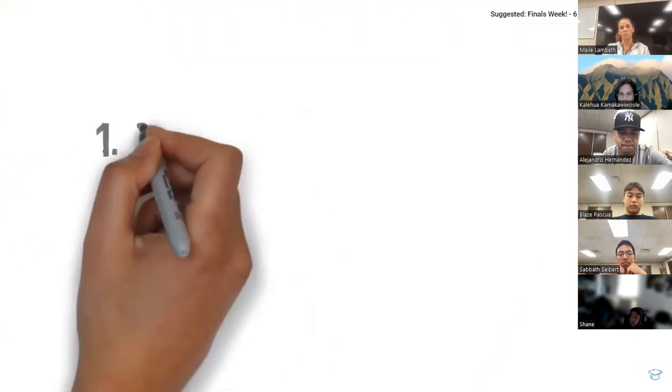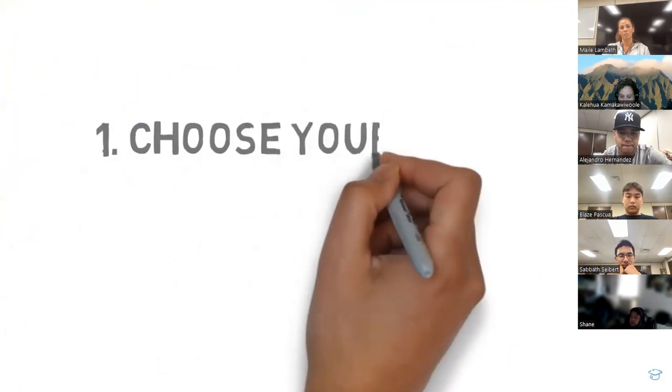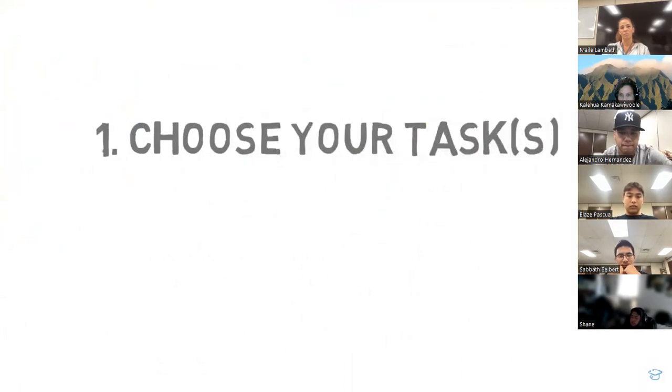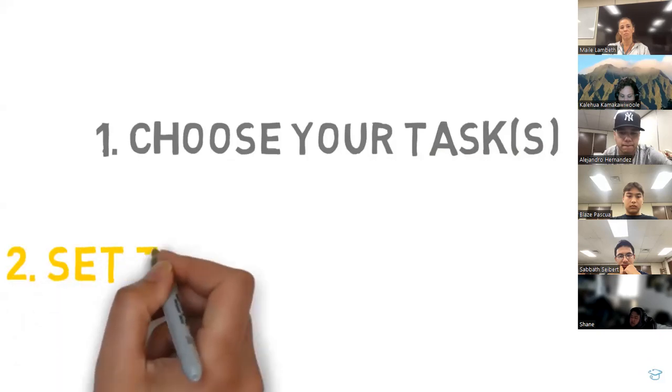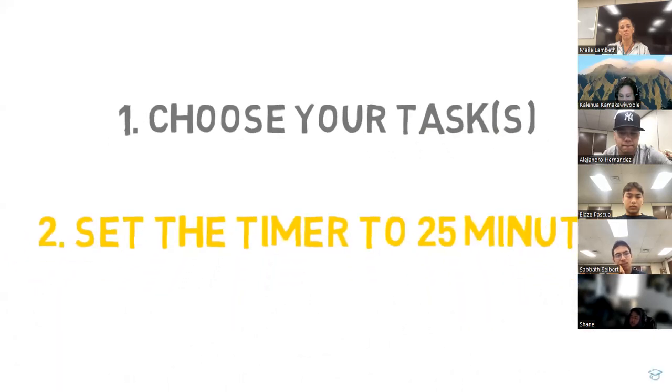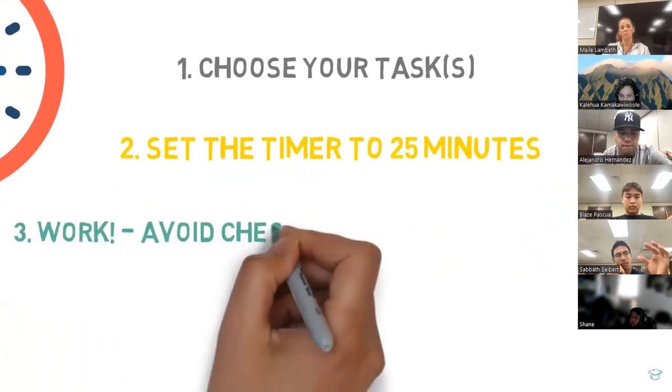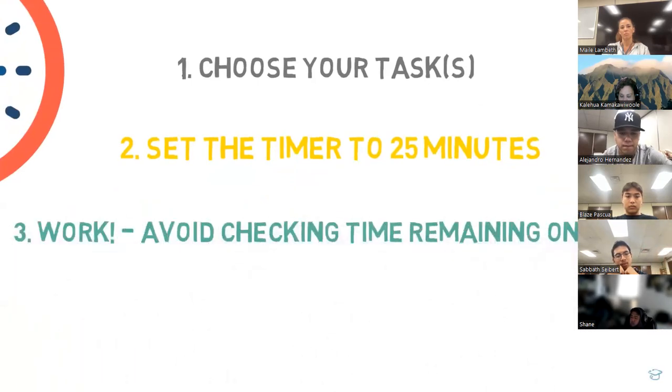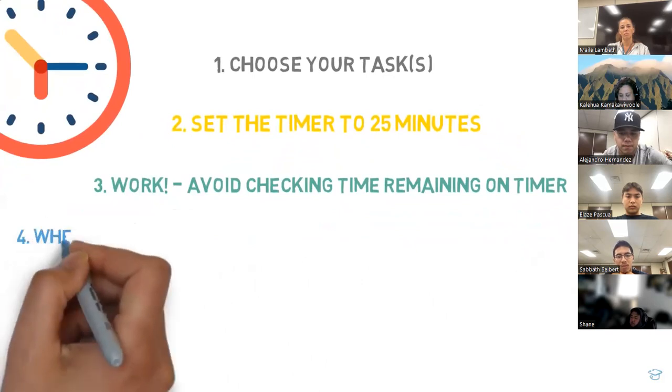So first, choose a task or series of tasks that you need to accomplish. Next, set the timer to 25 minutes. Continue to work on the task until the timer goes off. Avoid constantly checking the timer. Once the timer goes off, take a short break for 5 minutes.